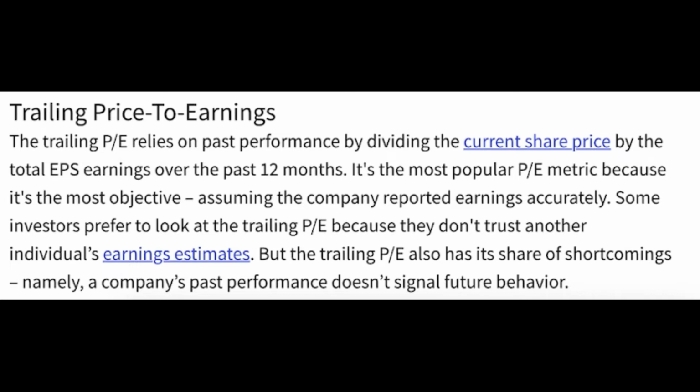So trailing price to earnings, the trailing PE relies on past performance by dividing the current share price by the total earnings per share over the past 12 months. It's the most popular form of PE metric because it's the most objective, assuming the company reported accurate earnings. Some investors prefer to look at trailing PE because they don't trust other individuals' or analysts' earnings estimates, but the trailing PE also has its share of shortcomings. Namely, a company's past performance does not signal future behavior.